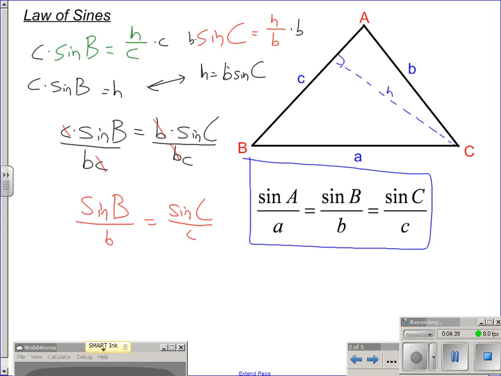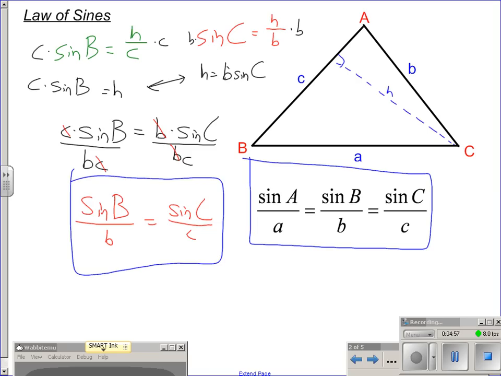Okay, you take the sine of an angle divided by that angle's opposite side. It will equal the sine of another angle divided by its opposite side. There are 3 fractions here. You only use 2 at a time, okay? When you solve, you're going to be doing something like this.